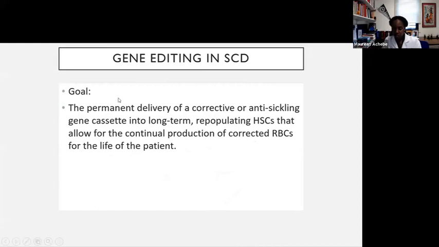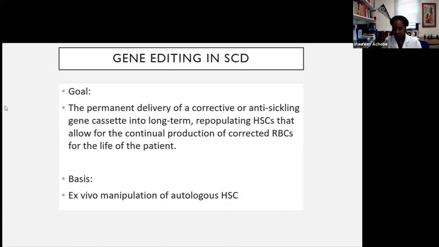So the goal of gene editing in sickle cell disease is the permanent delivery of a corrective or anti-sickling gene cassette into long-term repopulating HSCs, so stem cells that allow for continual production of these corrected red cells for the life of the patient. And the basis is ex vivo manipulation of the patient's cells. So we take cells out of the patient, we need to change them in some fashion, and then put them back in to ameliorate the symptoms and signs of sickle cell disease.